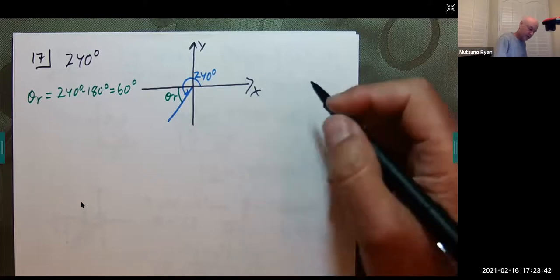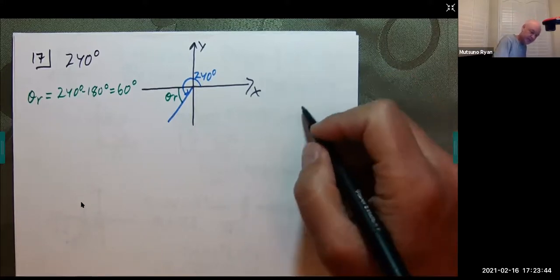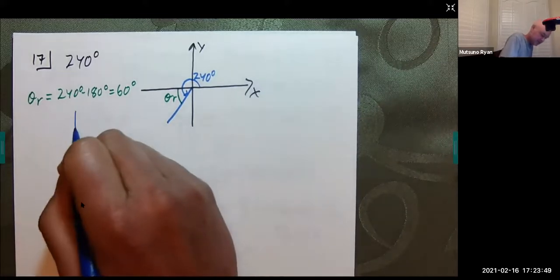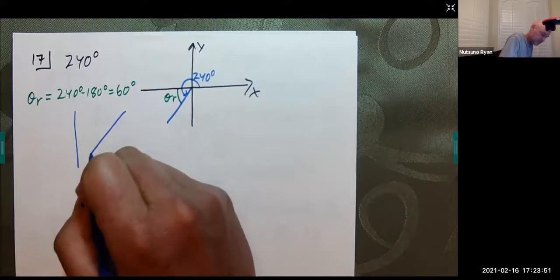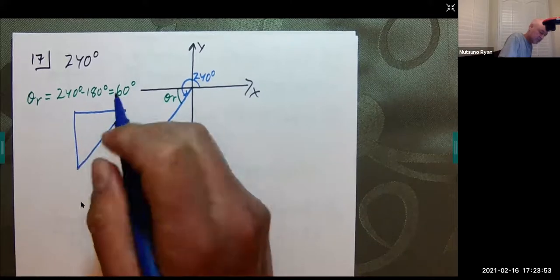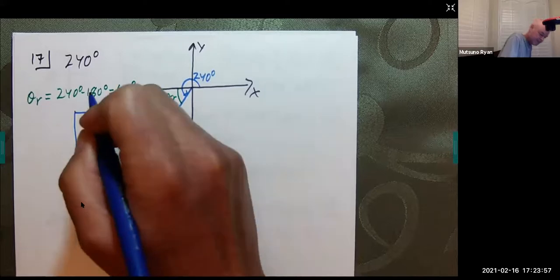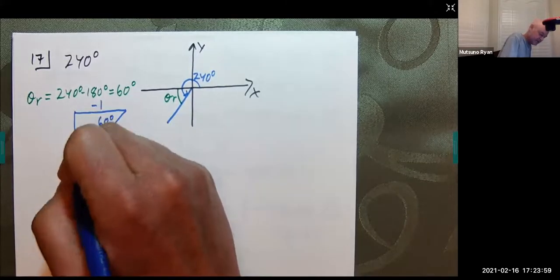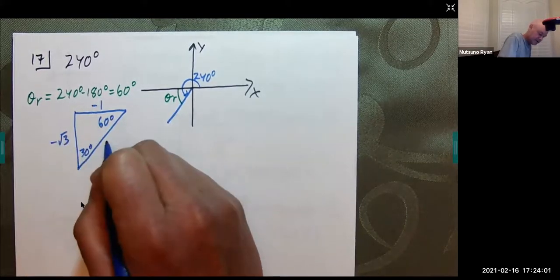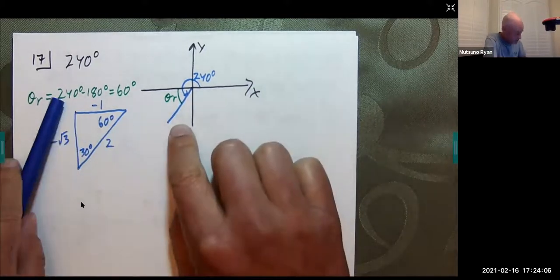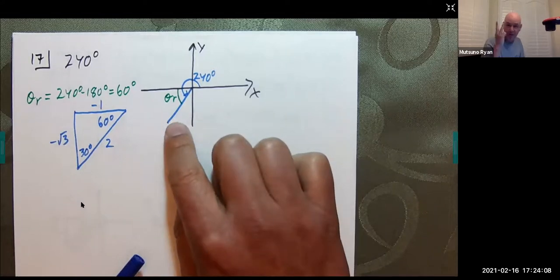So let's draw our triangle. I'll draw it like the picture we have here to be consistent. 60-degree angle. That makes that a 30-degree angle. That makes that a negative 1. That makes this a negative root 3. Makes that a 2. Again, going back to our special right triangles, x is negative, y is also negative because, once again, we're in quadrant 3.